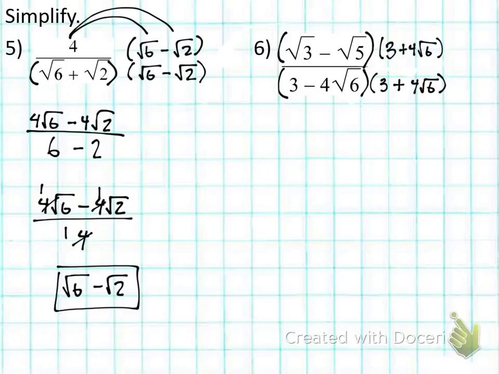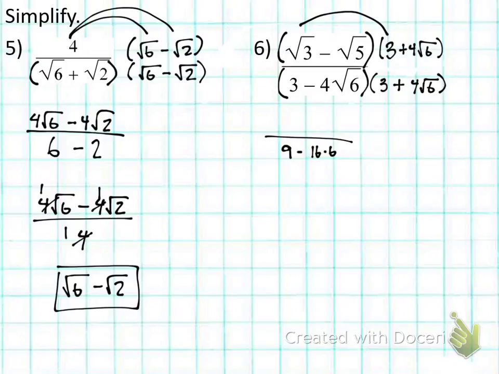It makes the denominator super easy to find because now we got 3 times 3, which is 9. 4 rad 6 times 4 rad 6. 4 times 4 is 16. Rad 6 times rad 6 is 6. Okay, and then we're going to put down a minus sign there. That's the denominator.